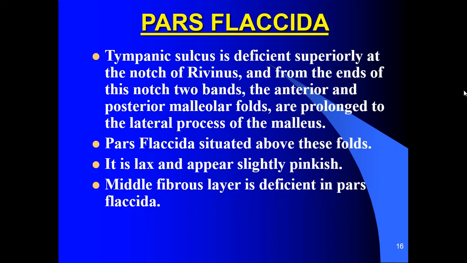Well, the pars flaccida is deficient. In the case of pars flaccida, the tympanic sulcus is deficient superiorly at the notch of Rivinus, and from the ends of this notch, two bands, the anterior and posterior malleolar folds, are prolonged to the lateral process of the malleus. The pars flaccida is situated above these folds. It is lax and appears slightly pinkish. The middle fibrous layer is deficient in pars flaccida.